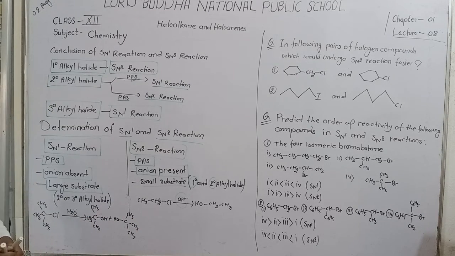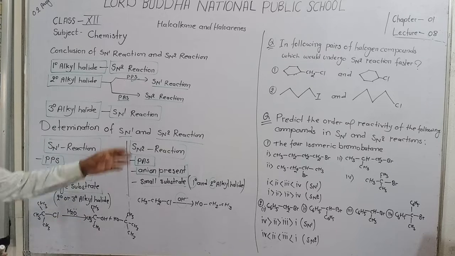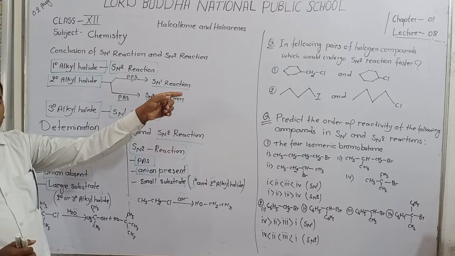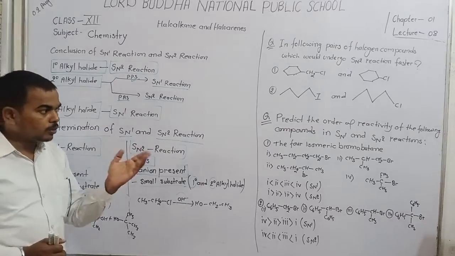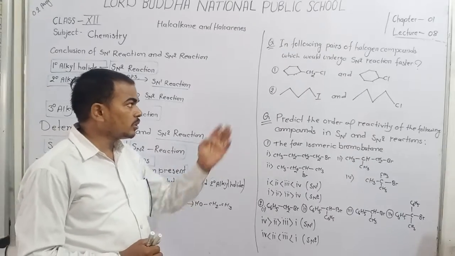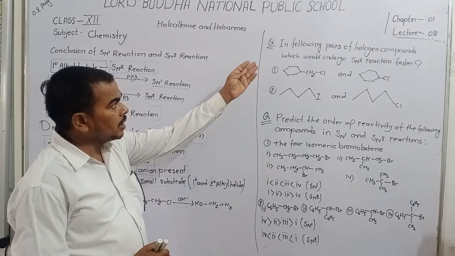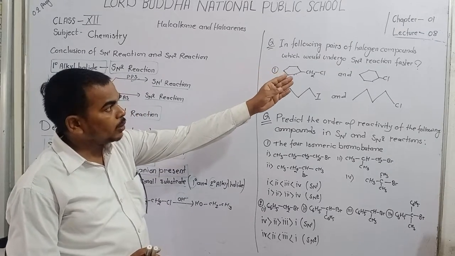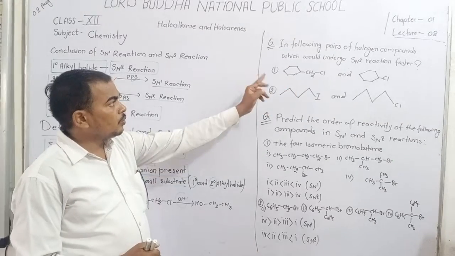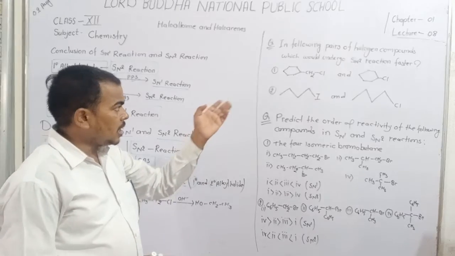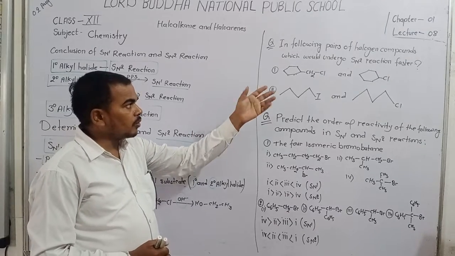Okay. Now we discuss according to these properties, according to this conclusion and determinations of SN1 and SN2 reaction. We will discuss two questions which are given in your NCERT book as examples. So please open your NCERT book and observe these questions. The first question is: in the following pairs of halogen compounds, which would undergo SN2 reaction? Here, it asks for which SN2 reaction is favorable.